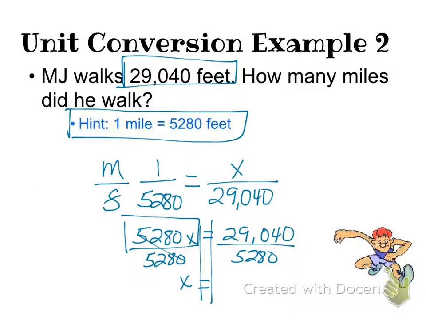Who's got the number? Yes. 5.5. Yeah, it's 5.5. And it's 5.5 what? Miles. Good. It's next to miles. So it's 5.5 miles.